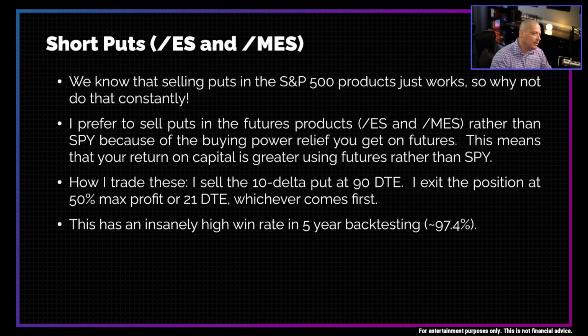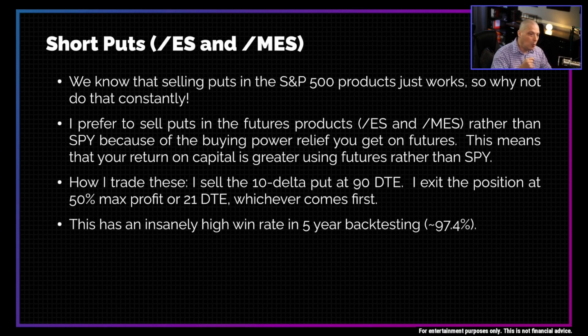So the way I trade these, I sell the 10 delta put at 90 DTE. So I go 90 days out. That's 3 months out. And the reason I go a little farther out on these futures products, the ES, the MES, is because you can get really far out of the money the further out in time you go. So when I go 90 days out and I go 10 deltas, that is so far out of the money that it really takes a pretty serious crash for that 10 delta put to ever be tested. So that's why I do that particular delta and that particular DTE.